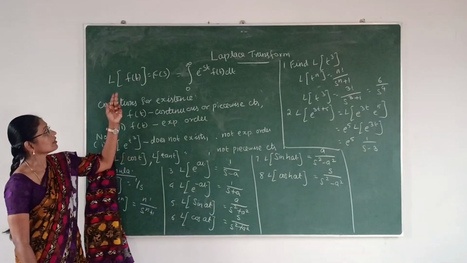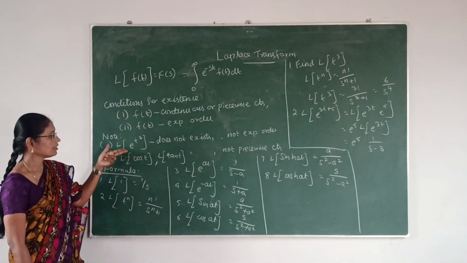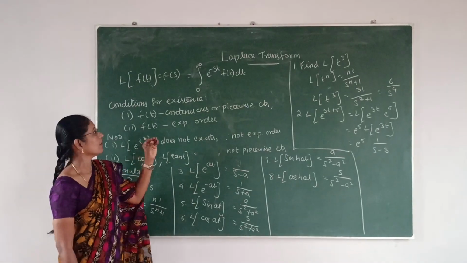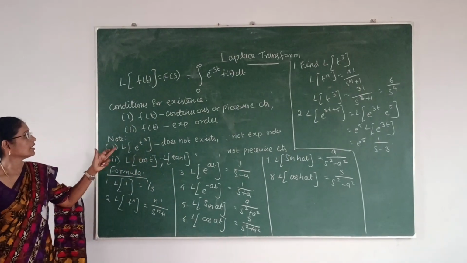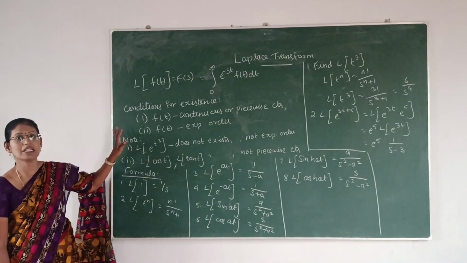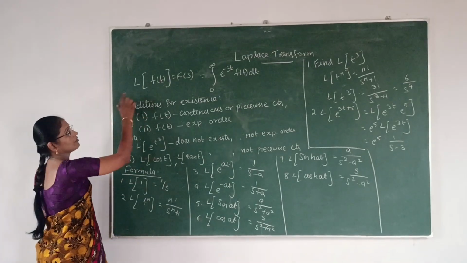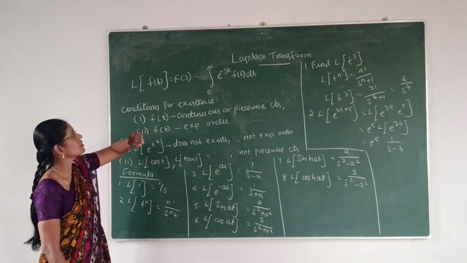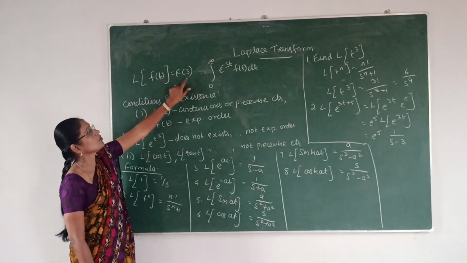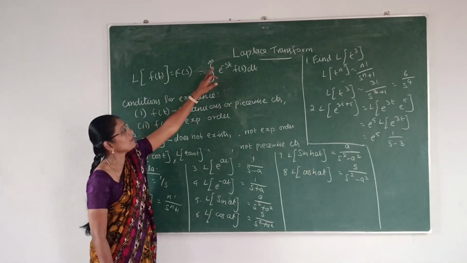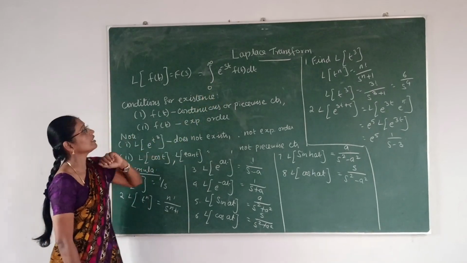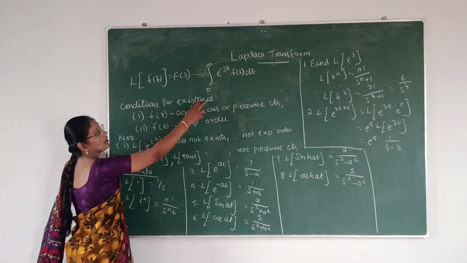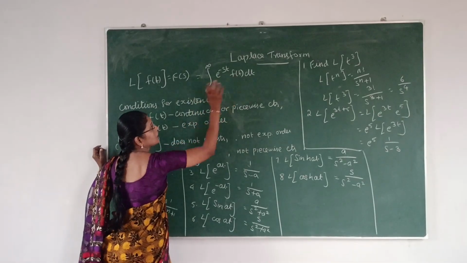Before going to see the definition, conditions, and various formulas, we have to see where it is not applicable. The proper definition of Laplace transform is L of f of t equal to F of s, that is, time domain into the frequency domain. The formula is integral 0 to infinity e power minus st f of t dt, with the function in terms of t.